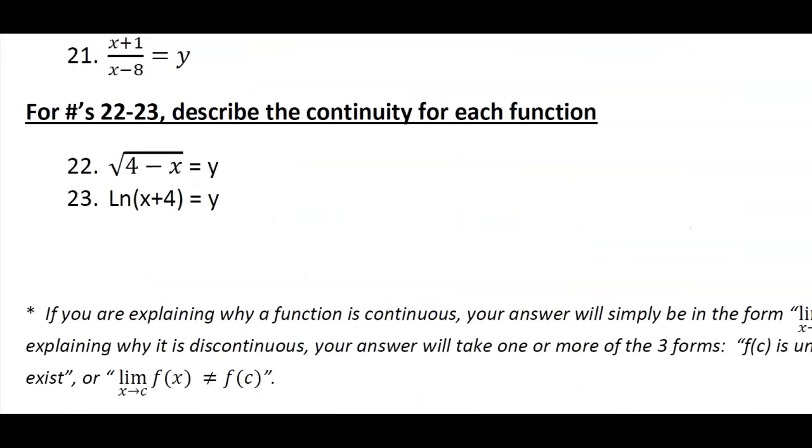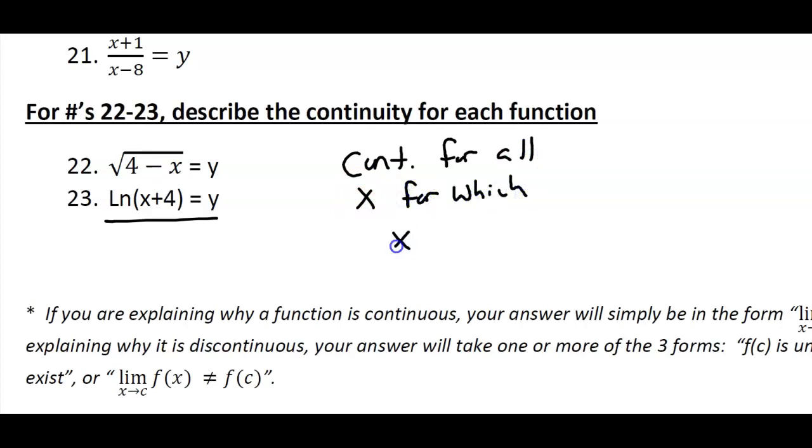So in this case, we would say this function here is continuous for all x for which x plus 4 is greater than 0. And if we minus the 4 on both sides, we end up with x being greater than negative 4. Okay? And so there is our final answer there.